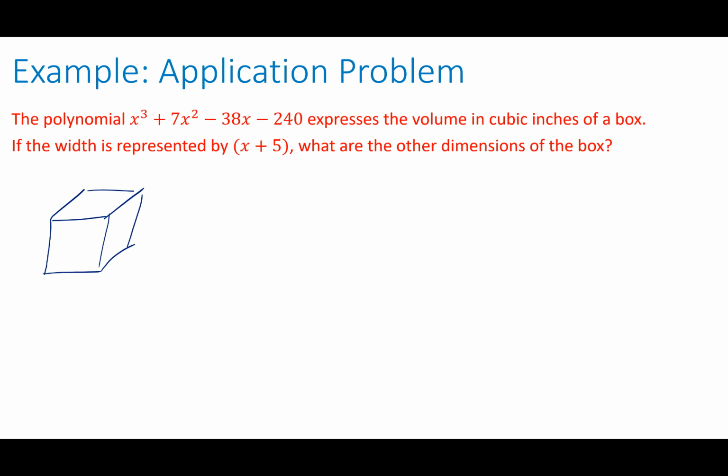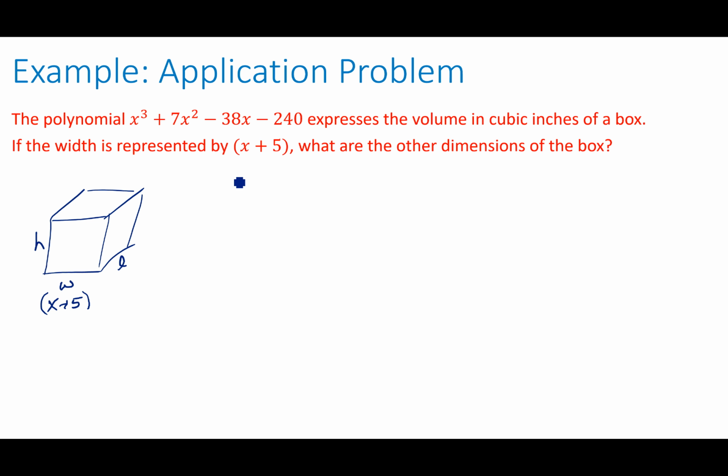How do I find volume of a box again? What do I have to do to find volume of a box? Eli? Length times width times height. So if I call this my height, we'll call this the width, and we'll call this going back the length. So when it says what are the other dimensions, it's telling me one is x plus 5. It's saying the width here is x plus 5. I need to figure out my height and my length. So I'm trying to essentially figure out the factors of x cubed plus 7x squared minus 38x minus 240.